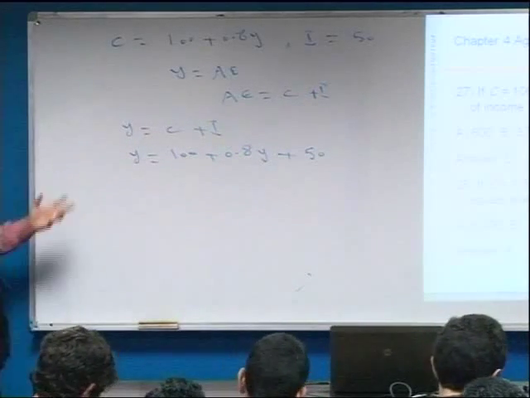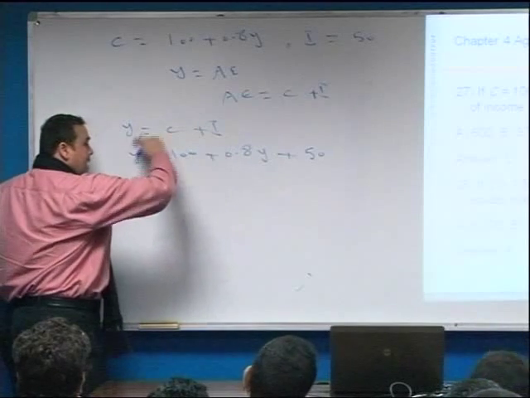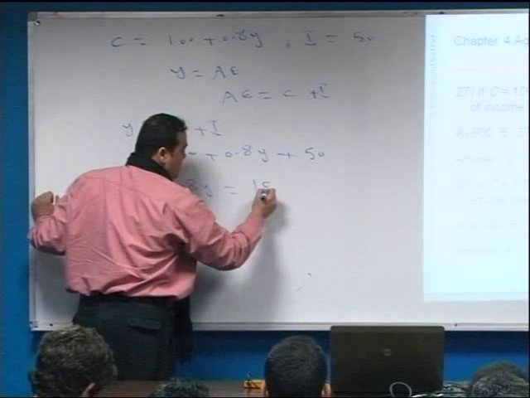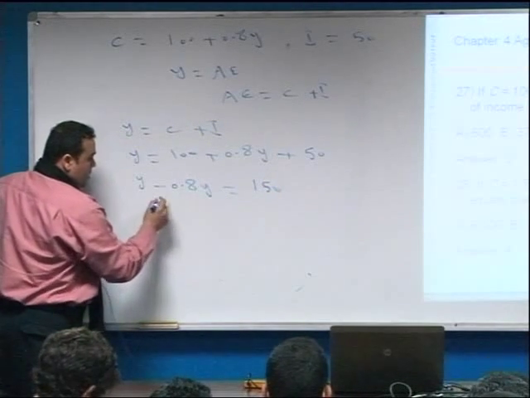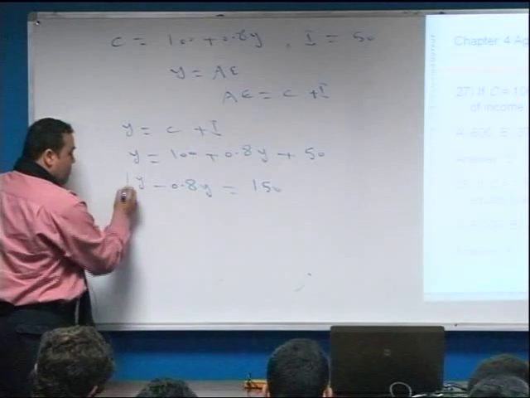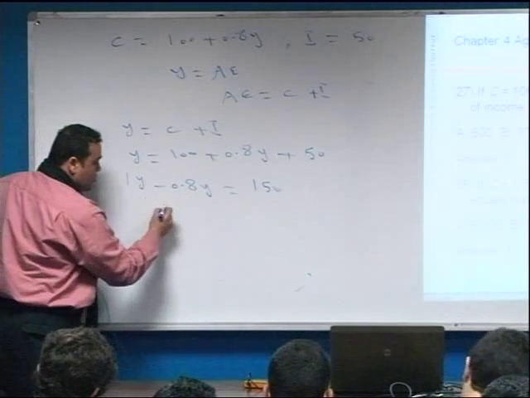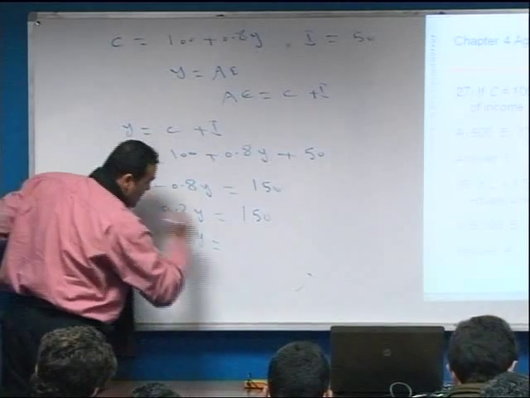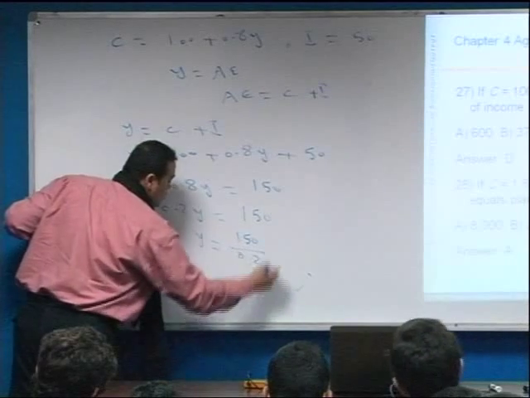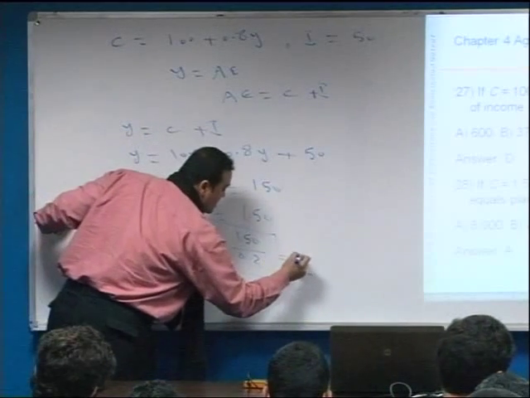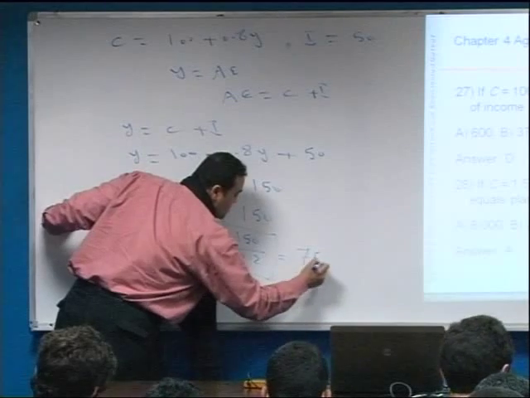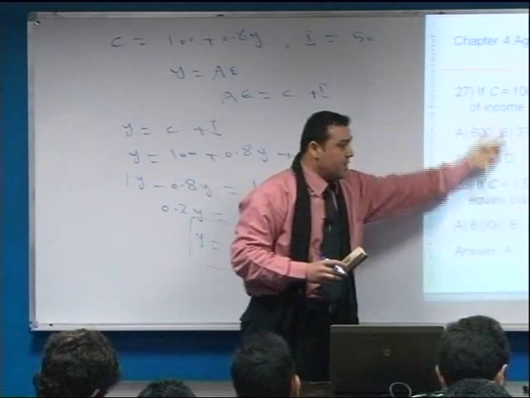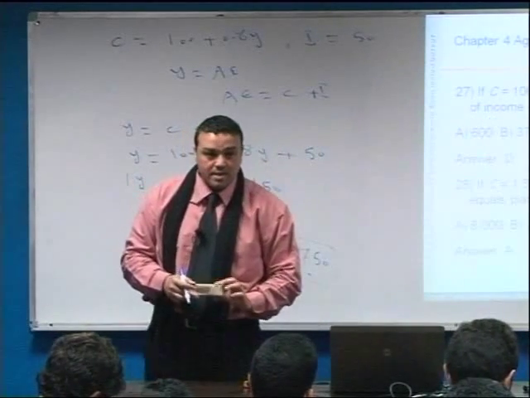So Y minus 0.8y equals 100 plus 50, 150. So 1y minus 0.8y equals 0.2y equals 150. So y equals how much? 150 over 0.2, which equals 750. This is the value of the aggregate equilibrium, or the equilibrium level of income.